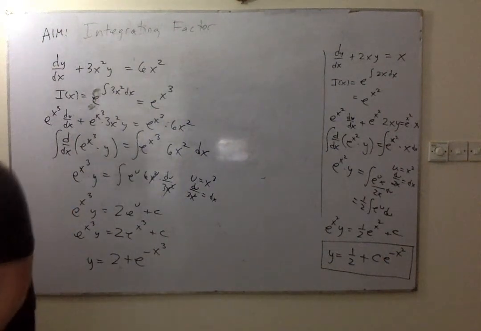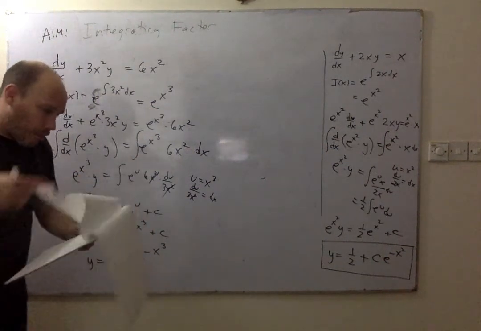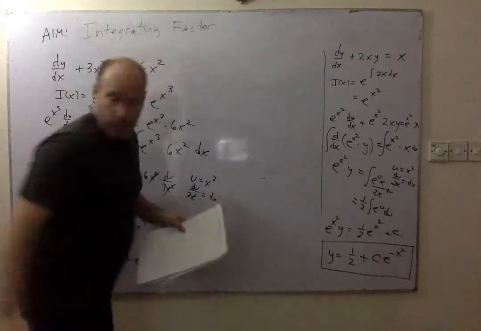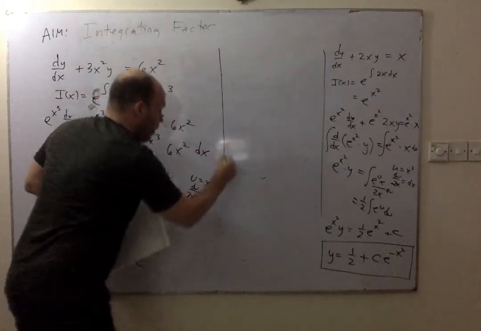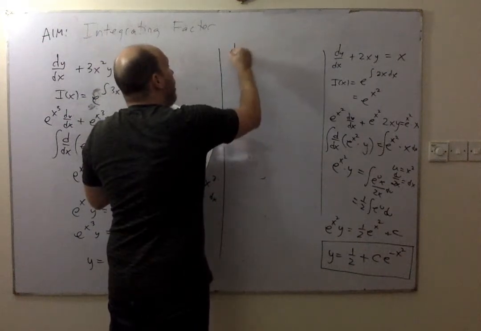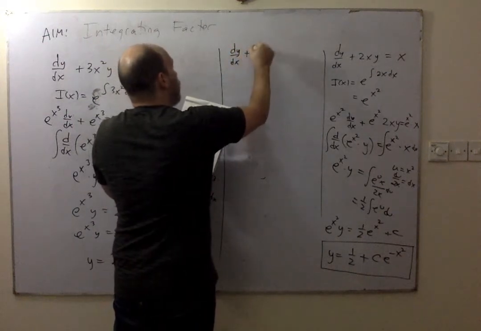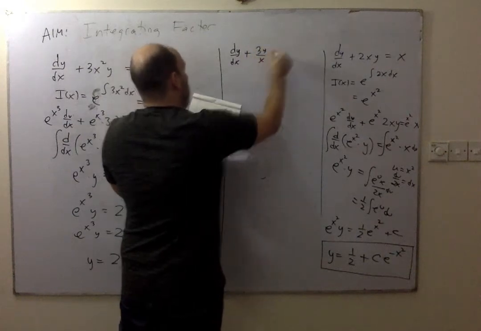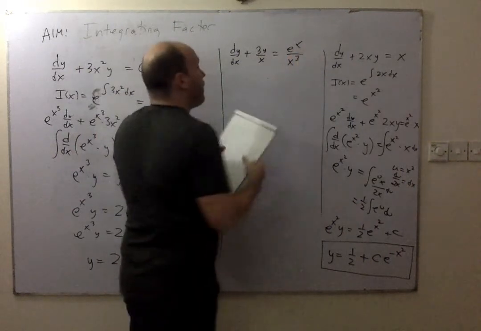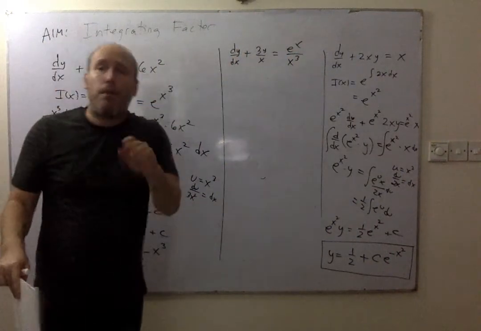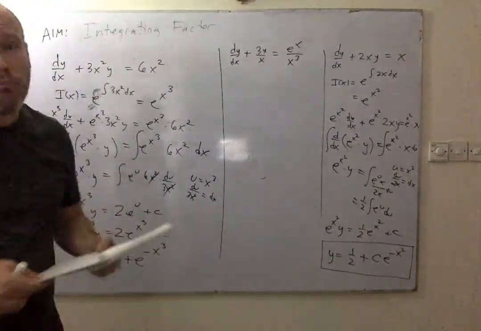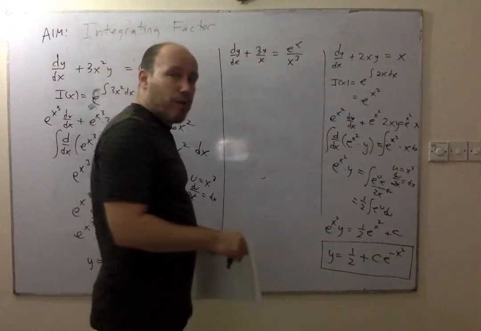Let's try another example. Let's try something that looks like a previous problem. We'll do it over here. Let's try this one. I found it in the book. dy over dx plus 3y over x equals e to the x over x cubed. You might say, oh, can we use the y over x? Maybe, but the problem is going to probably tell you to use the integrating factor. Okay, what's the integrating factor here?